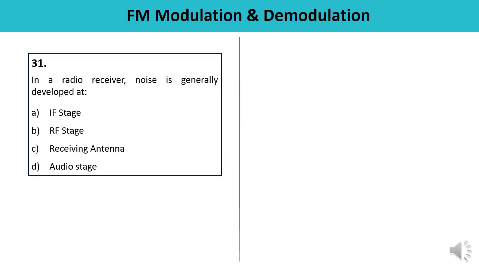Next question. In a radio receiver, noise is generally developed at where? IF stage, RF stage, receiving antenna or audio stage. So noise is generally developed at RF stage. Let us check the answer. Correct one.